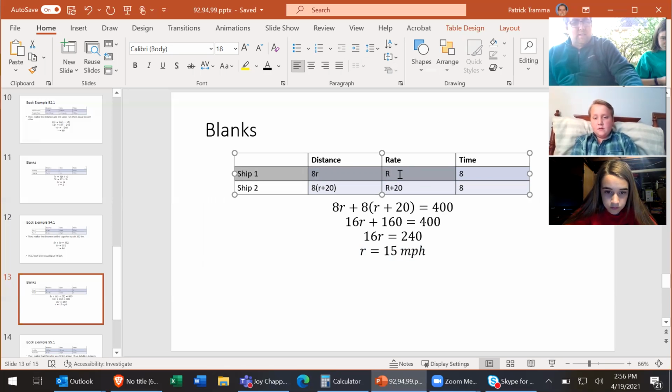So the question asked, find the rate of both ships. So how would you find the other rate? You'd add 15 miles an hour to 20. You'd get 35. So the first ship was going 15 miles an hour. The other one was going 35 miles an hour. Make sense? Yep.